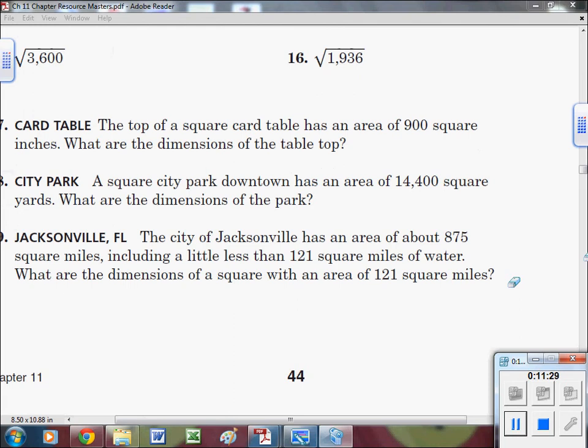So now let's look at the question about the city park. Now in the city park, actually it's going to be the same answer. I did it by accident, so we'll do the card table and the city park. So now the card table.